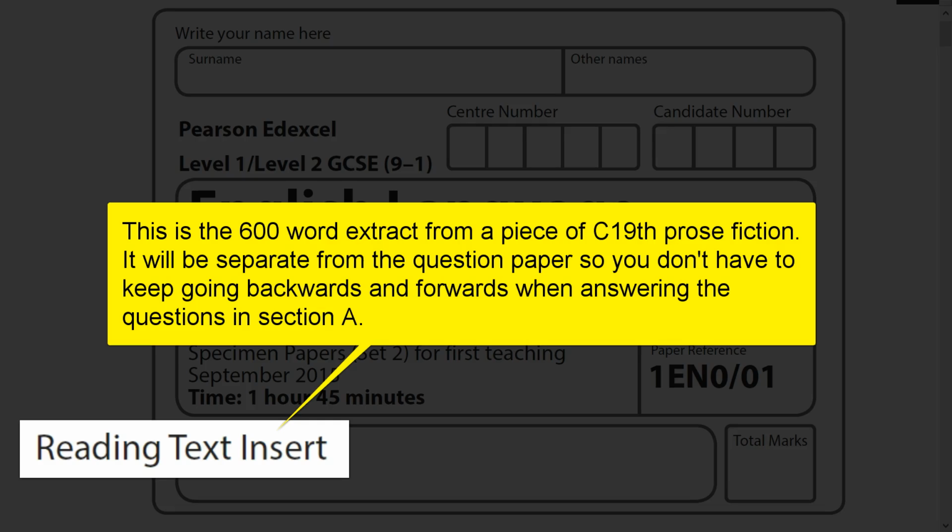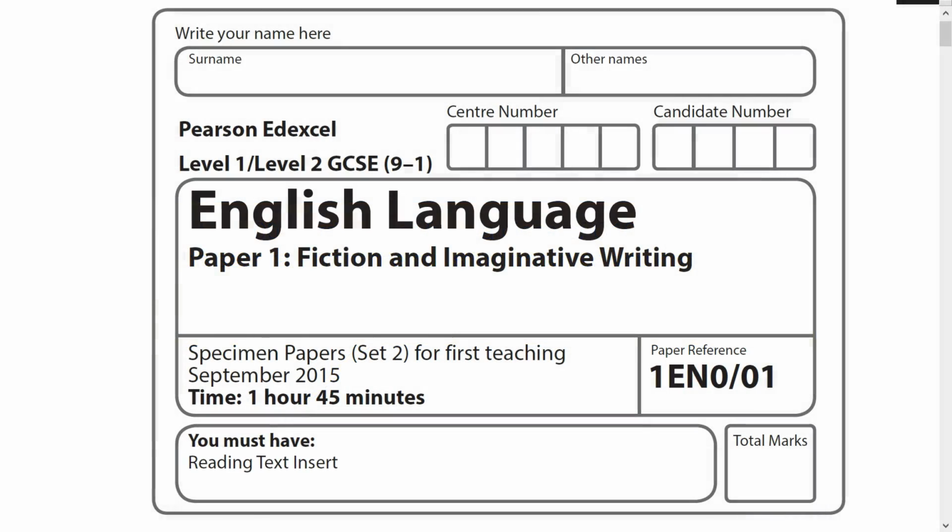When you get into the exam, just have a quick check to make sure that text extract is in there, that reading insert is in there. If it isn't, put your hand up and ask the invigilator for one, because sometimes they get missed when the exam papers are being set out in the exam hall.